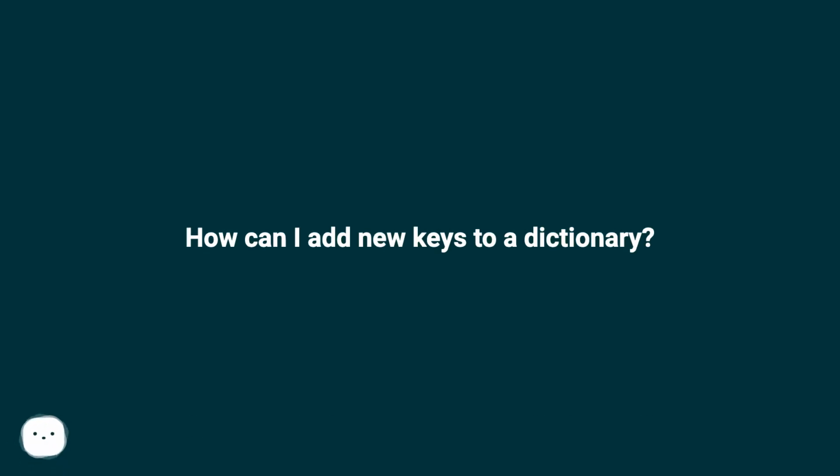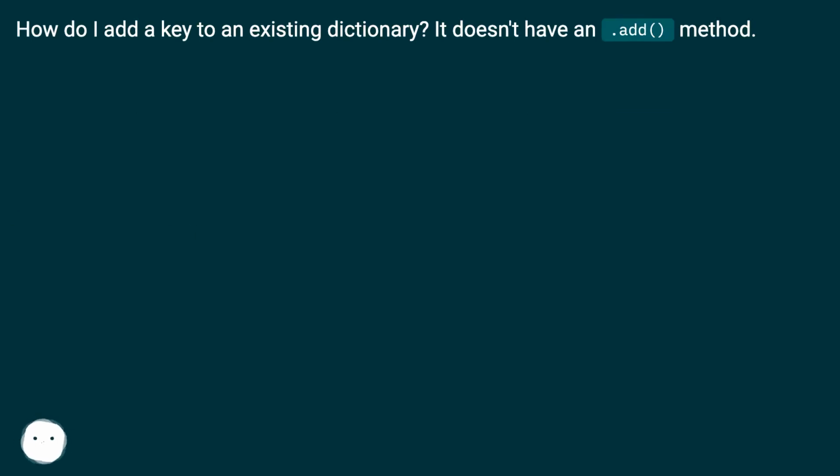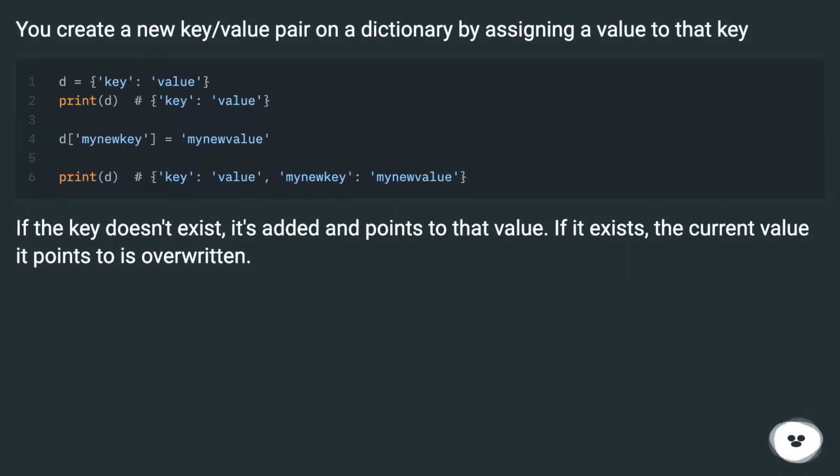How can I add new keys to a dictionary? How do I add a key to an existing dictionary? It doesn't have an .add method. You create a new key/value pair on a dictionary by assigning a value to that key. If the key doesn't exist, it's added and points to that value. If it exists, the current value it points to is overwritten.